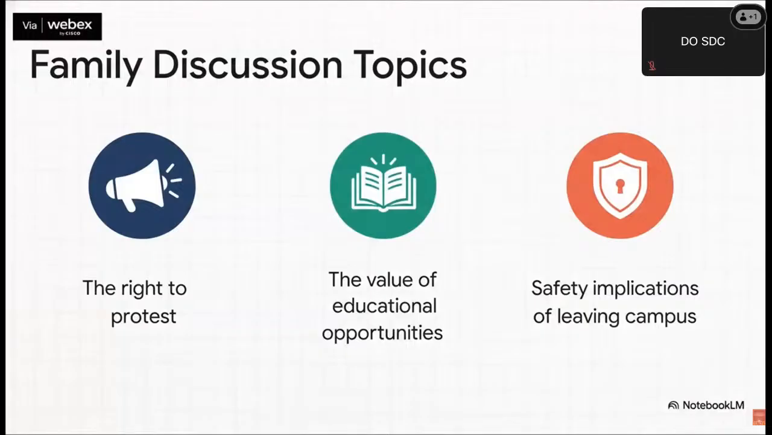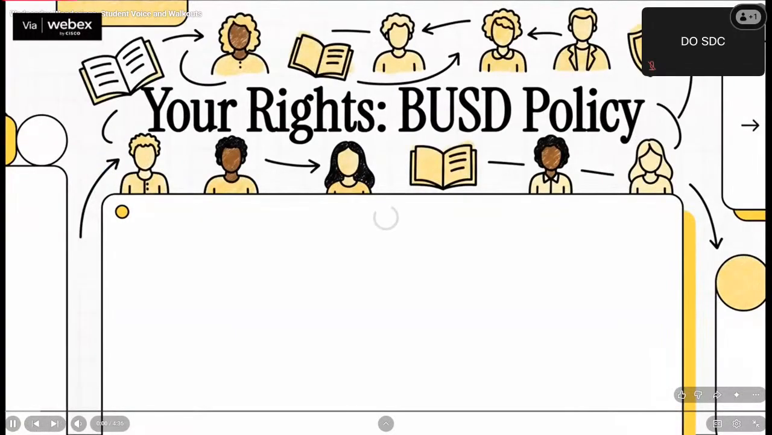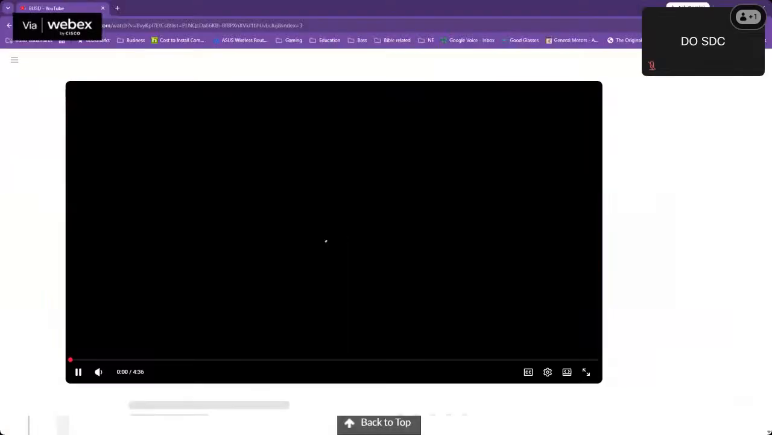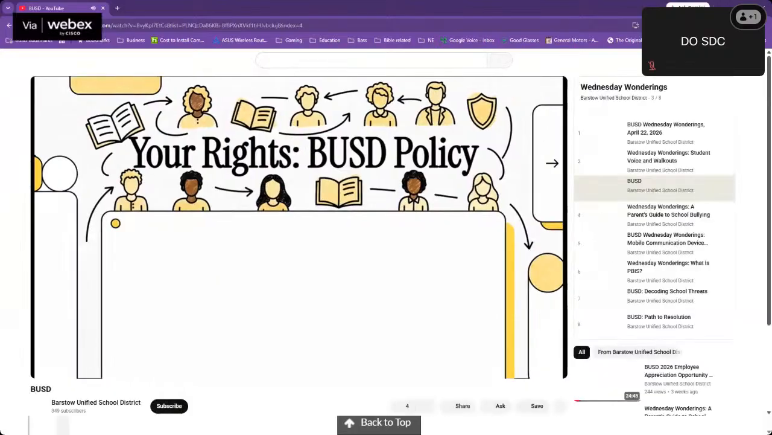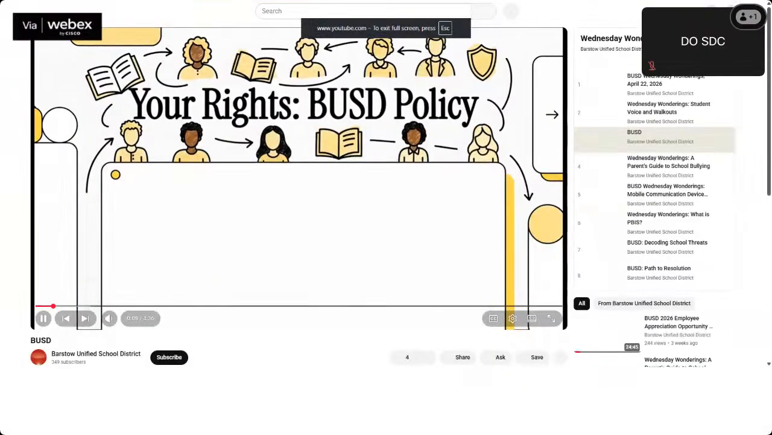Today, we're going to walk through the Barstow Unified School District's policy on immigration enforcement. The whole point of this is to make it super clear, so every student, parent, and staff member knows what rights and protections are. So, let's get into it.